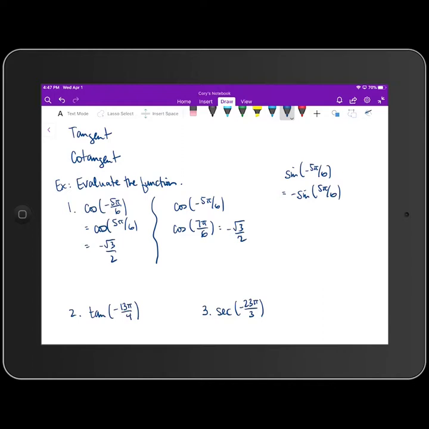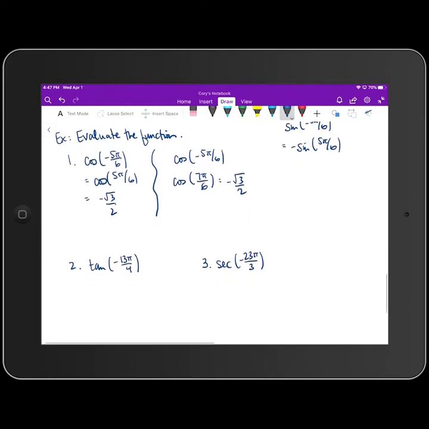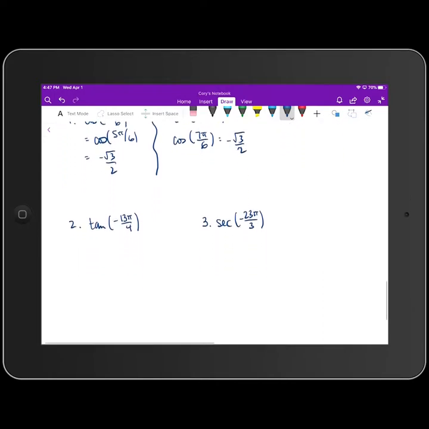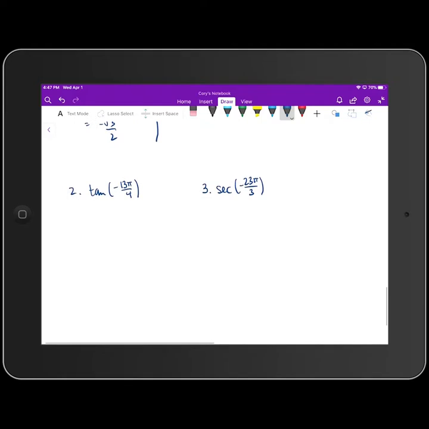Just going forward, just so you guys know, I'm going to use the second approach with these last two examples. So I'm going to find an angle that is coterminal with a given angle that is between 0 and 2 pi. So when we look at number 2, the tangent of negative 13 pi over 4, again, that angle is not between 0 and positive 2 pi to start with. So I'm going to find an angle that is coterminal with that angle that will be between 0 and 2 pi. So I know I have to add 2 pi one time.